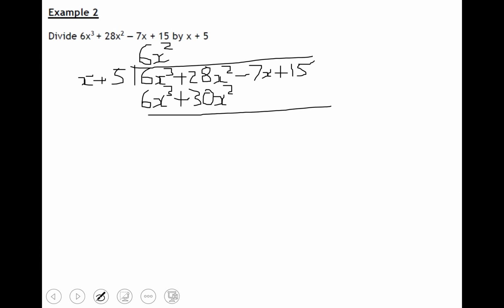Subtracting, 6x cubed minus 6x cubed cancels. 28x squared minus 30x squared is minus 2x squared. The other terms just get carried down.